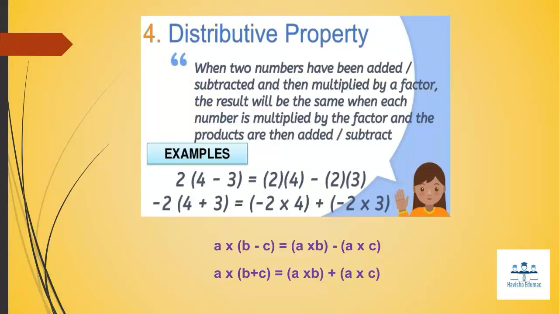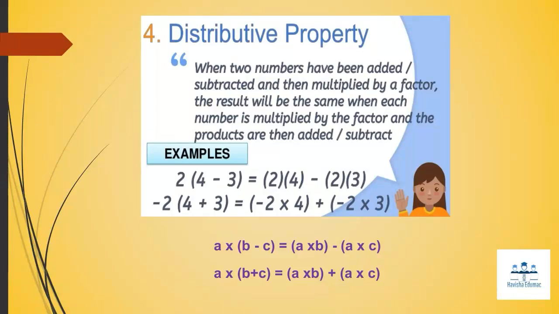Fourth property is distributive property. When two numbers have been added or subtracted and then multiplied by a factor, the result will be the same when each number is multiplied by the factor and the products are then added or subtracted. That is, a into (b minus c) is equal to a into b minus a into c. a into (b plus c) is equal to a into b plus a into c. Example: 2 into (4 minus 3) is equal to 2 into 4 minus 2 into 3.